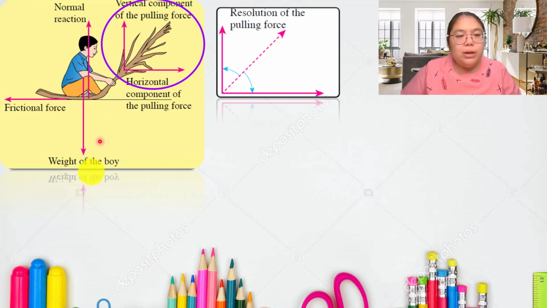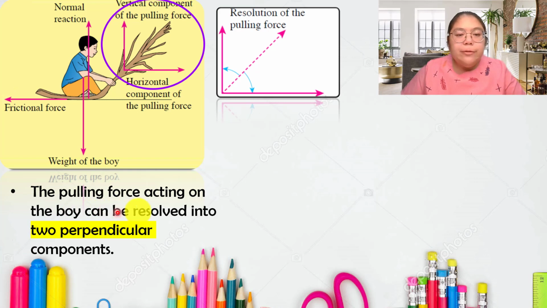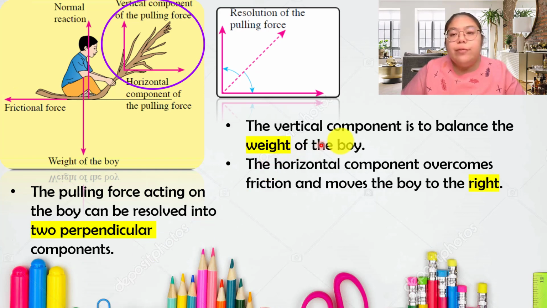So from here we're going to see the diagram, the same diagram. The pulling force acting on the boy can be resolved into two perpendicular components. So that means later when you draw, the two lines must be perpendicular to each other. The vertical component is to balance the weight of the boy. So this one is a function.